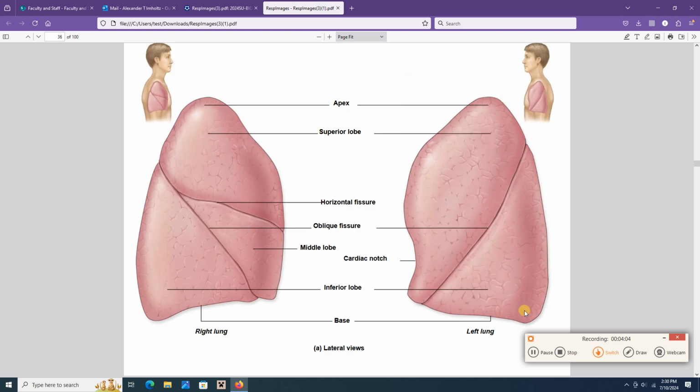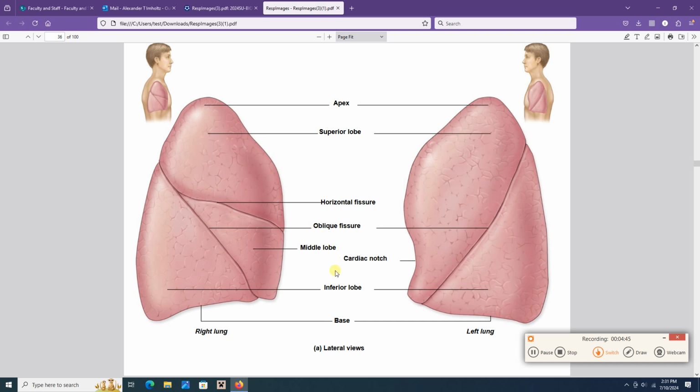If we take the lungs out and take a look at them, we got our right lung over here. Apex, of course. Base at the bottom. Notice that the right lung has 1, 2, 3 lobes. A superior lobe, a middle lobe, and an inferior lobe. The superior and middle lobe are separated by a deep indentation called the horizontal fissure. Meanwhile, the middle and inferior lobe on the right are separated by a more angled indentation called the oblique fissure. Oblique means at an angle.